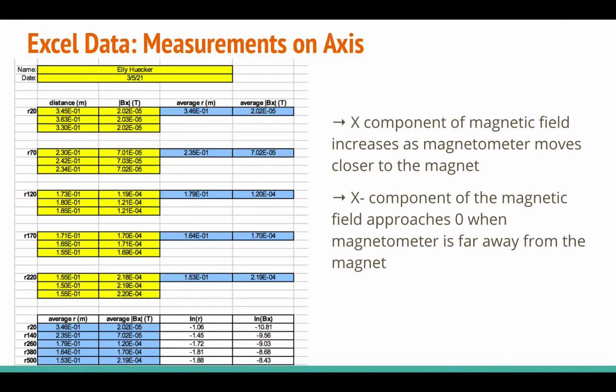This shows my measurements and observations for on-axis. I recorded distances where the x component of the magnetic field of the bar magnet was equal to 20, 70, 120, 170, and 220 microteslas. I noticed that the x component of the magnetic field increased as the magnetometer moved closer to the magnet, and it approached 0 when the magnetometer was far from the magnet.